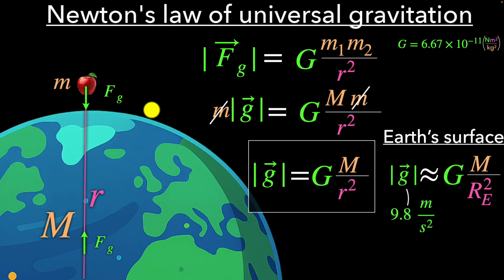But here's an important question now. How exactly are objects able to attract each other without any contact? Remember, gravity is a non-contact force. So how is the Earth, for example, attracting the apple without being in contact with it?